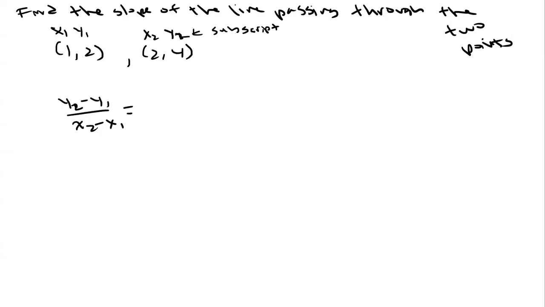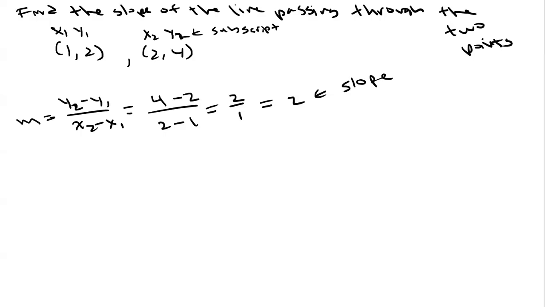So our y2 is 4, referring to the second y value, minus y1 which is 2, over x2 which is 2 minus 1. So that's going to give us 4 minus 2 is 2, 2 minus 1 is 1. So our slope here, which is m, is going to give us 2. All right, so why don't you guys try one?